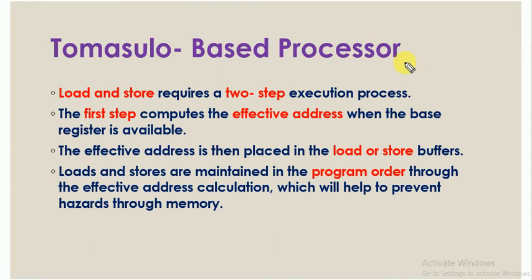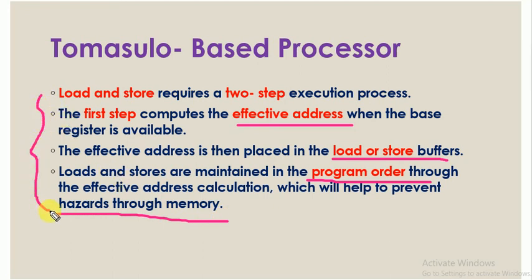Now, load and store require a two-step execution process. The first step is to compute the effective address, as we know. Then it is stored into the load or store buffer. Loads and stores are maintained in program order through the effective address calculation, which helps prevent hazards through memory. This is the normal procedure for load and store operations.